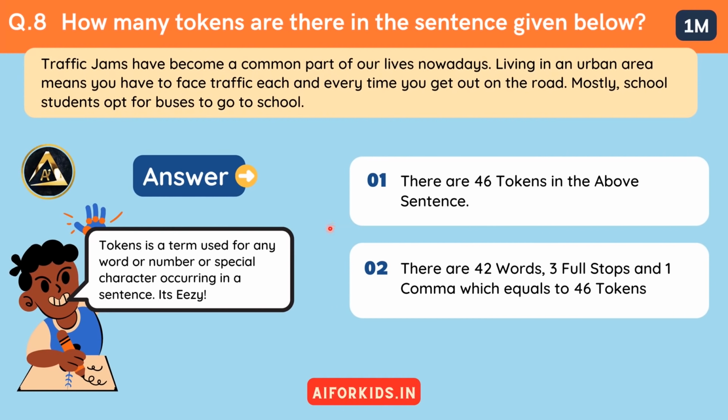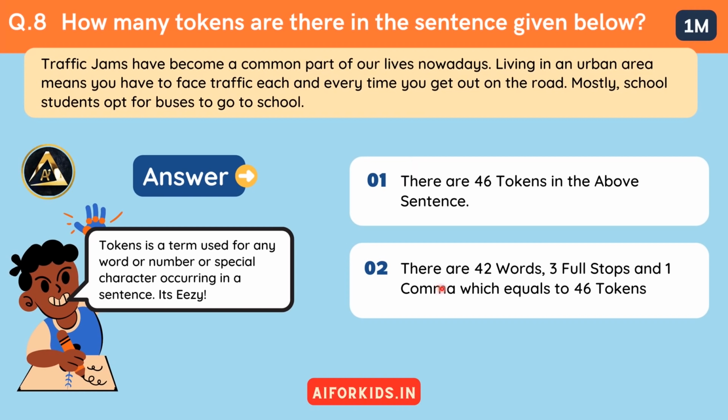Okay, now let's move on to question number 8. Question number 8 says, how many tokens are there in the sentence given below? So first of all, what is a token? Chintu says that token is a term used for any word or any number or any special character occurring in a sentence. For example, any word in a sentence, any special character, meaning any full stop, any comma, etc. So we need to count all of these. I have already counted, so let's not waste time here. Let's see the answer. There are 46 tokens in the above sentence.